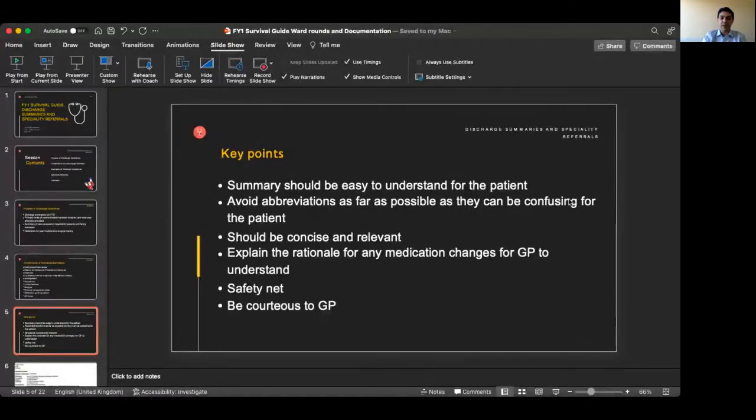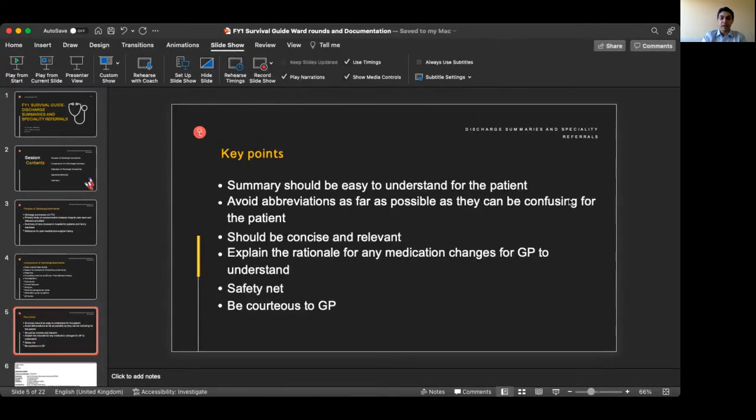Remember, you guys will be F1s in a few weeks or a few months' time. You'll have plenty of discharge summaries to write throughout the day. On top of that, you'll be busy doing ward jobs such as bloods and cannulas. You have to do ward rounds. So you have plenty of jobs to do. You can't spend all your time writing one discharge summary, so it's important for it to be concise.